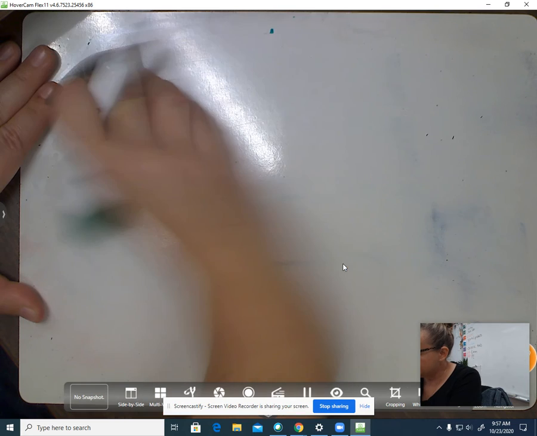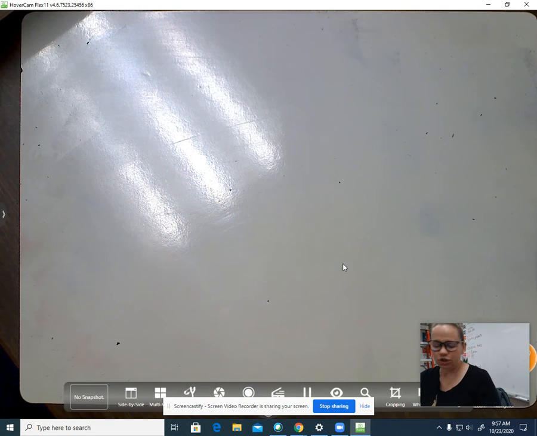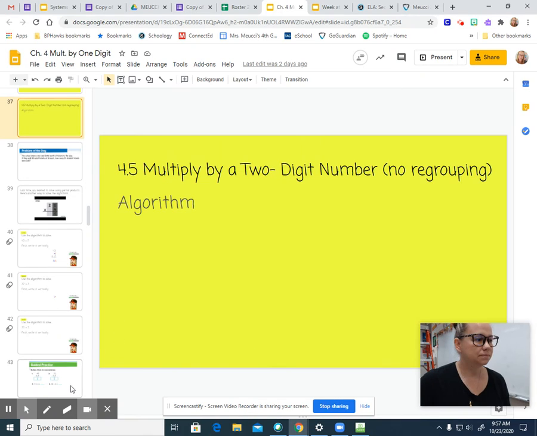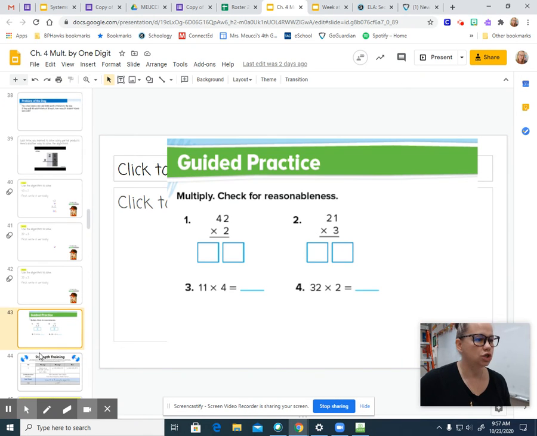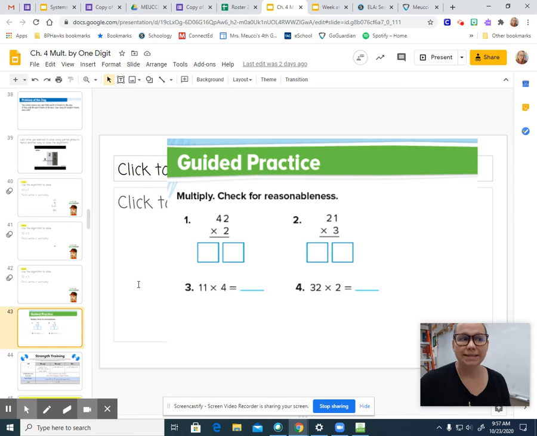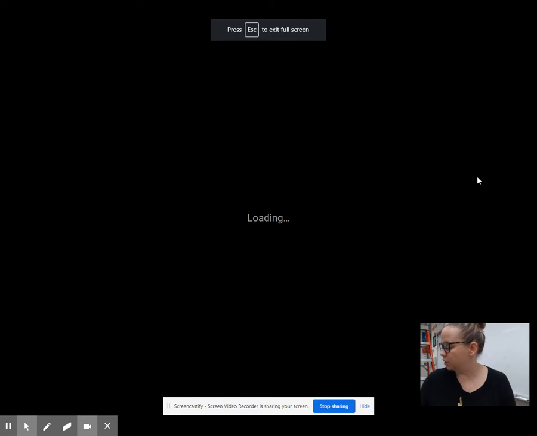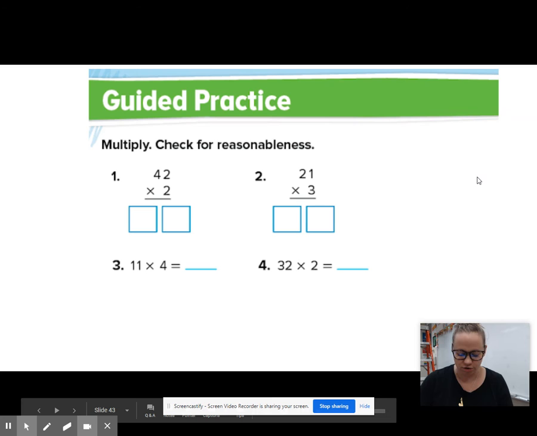All right, take out your math book. Let me switch back here. Let's look at page 225. Go ahead and open to page 225. Hit pause. When you're on page 225 and ready to do this with me, hit play again. Put my markers away while I wait.